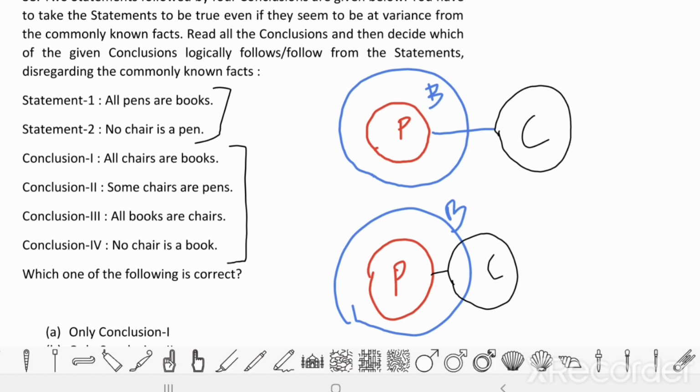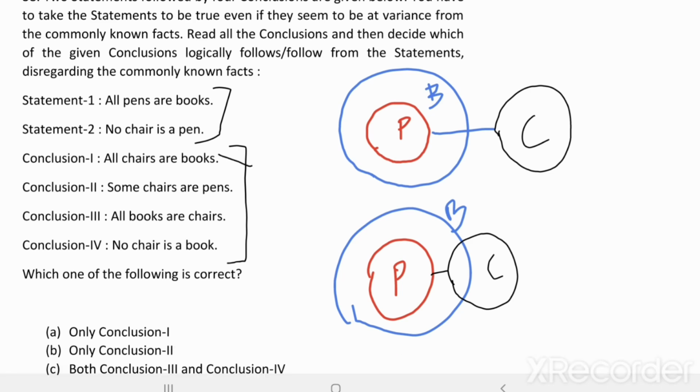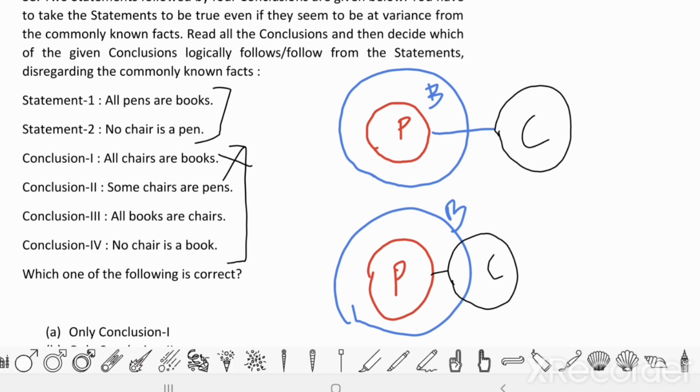Now see the first conclusion. All chairs are books. All chairs are not book. All chairs are book, only a possibility. Therefore, conclusion 1 is incorrect. Conclusion 2. Some chairs are pen. No chair is a pen. Therefore, some chairs are pen is not correct.